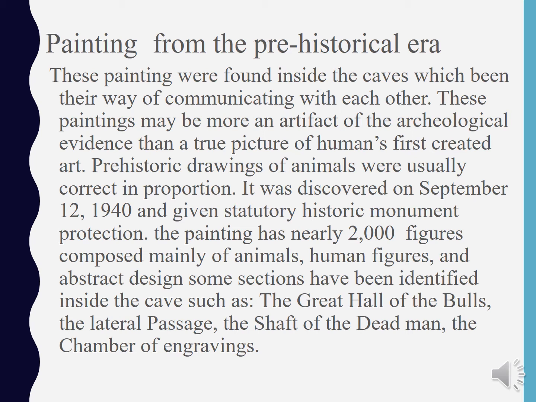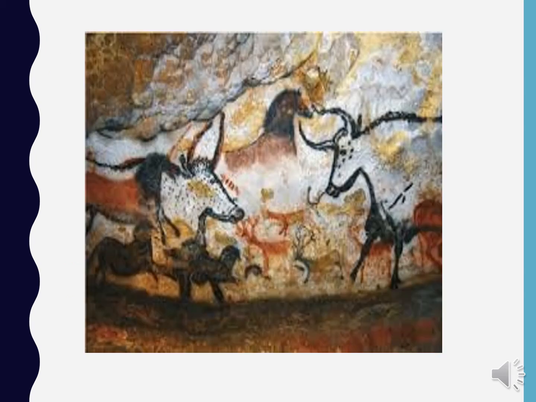It was discovered on September 12, 1940, and given statutory historic monument protection. The painting has nearly 2,000 figures, composed mainly of animals, human figures, and abstract designs. Some sections have been identified inside the cave, such as the Great Hall of the Bulls, the lateral passage, the shaft of the dead man, and the chamber of engravings. So these are examples of prehistoric art.